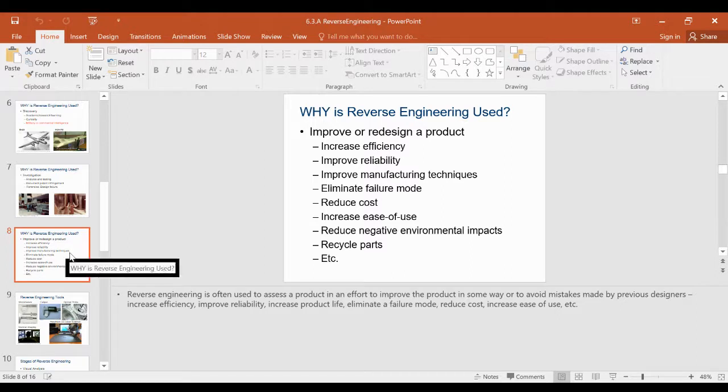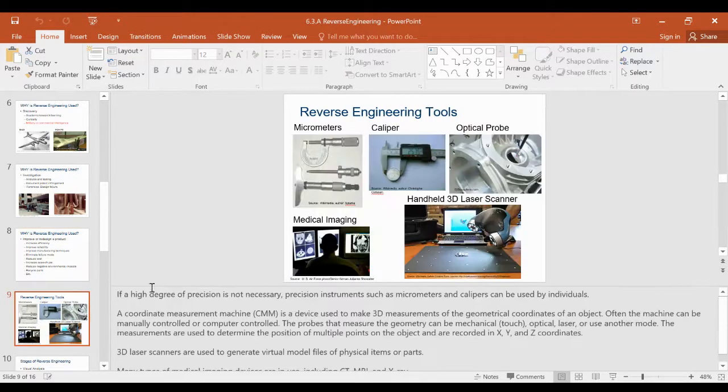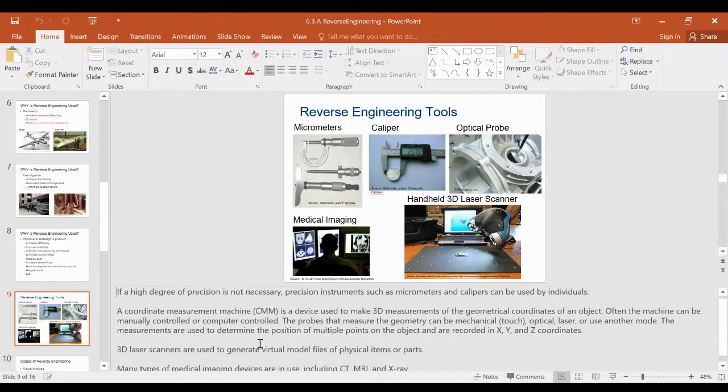Think about reusing your science fair project if you did an engineer style one year after year. A lot of what you're doing is improving or redesigning a product, and it's a perfectly valid thing to do. So here's some of the tools that can help reverse engineering. Micrometers, which is the small scale caliper. Dial calipers, which we have used. This is a digital version. Optical probes, there's medical imaging software, and there's 3D laser scanners. Okay.